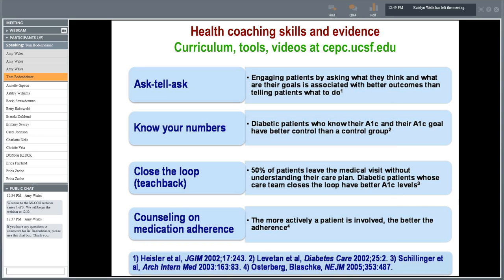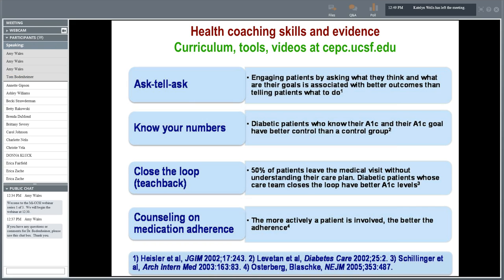And we have several different techniques that are part of health coaching. One of them is ask, tell, ask, which comes from motivational interviewing. It's making sure that you're constantly asking people questions rather than talking, talking, talking. And I feel like right now I'm talking, talking, talking, so I'm not doing ask, tell, ask, but it's kind of difficult to do on a webinar. So if you're talking to the patient, most of the time they should be talking and you should be talking just a little bit. And what happens is that they do better if they're engaged in a conversation like that where they really can say what they think, say how they react to different things.